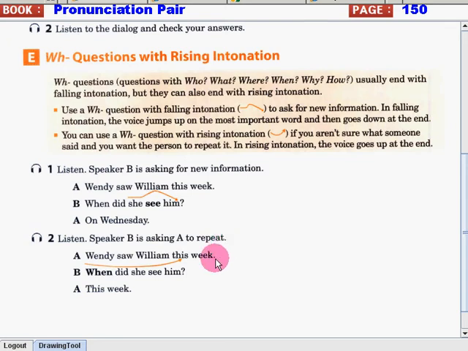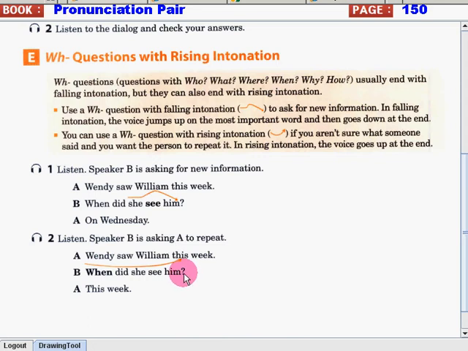Letter A. Wendy saw William this week. Letter B. When did she see him? Letter A. This week.